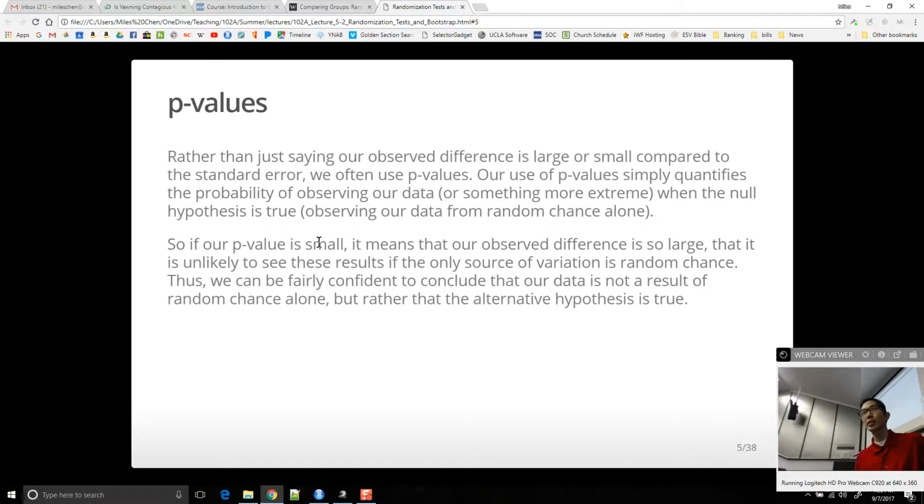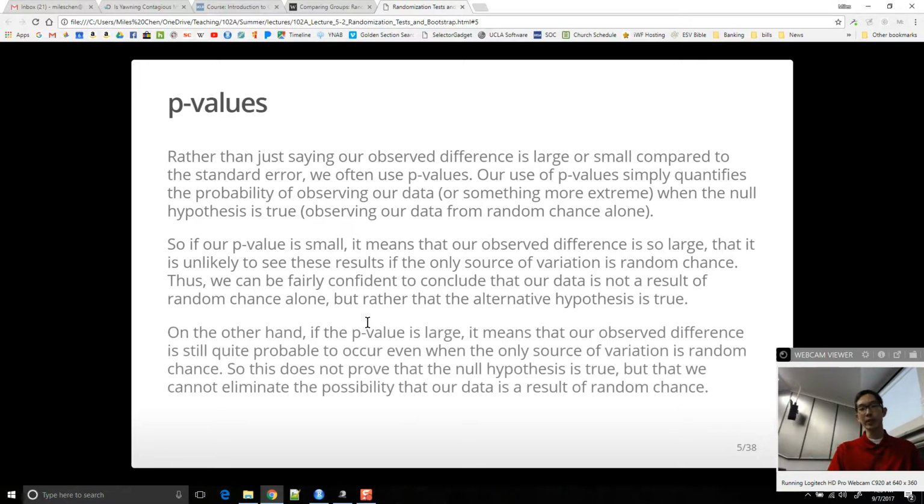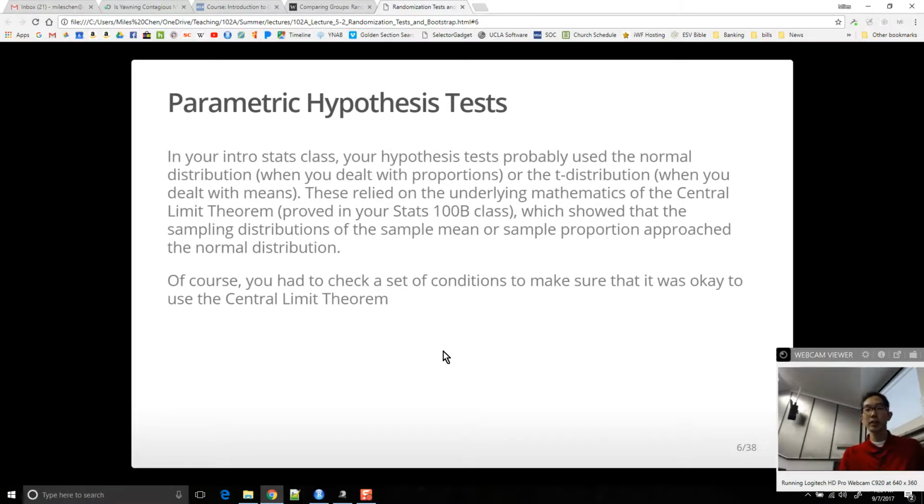And so we'll say that in those cases, the p-value is small, so we can be confident that the data we have is not a result of just random sampling, but rather that the alternative hypothesis is true. And on the other hand, if the p-value is big, that means the observed difference that we got could very well be a result of random sampling. And we are not ready to eliminate the possibility that the data we have was a result of random chance. And so that's how we make our conclusions.